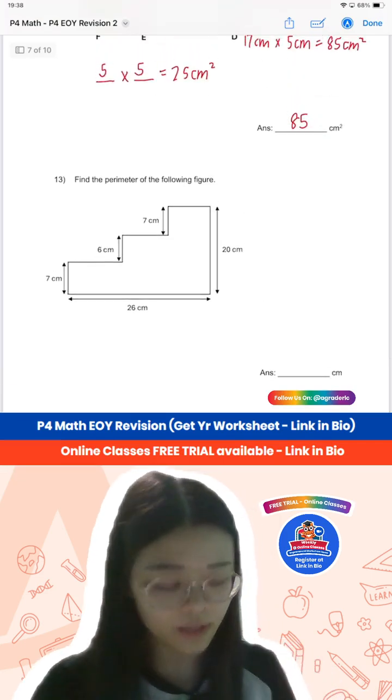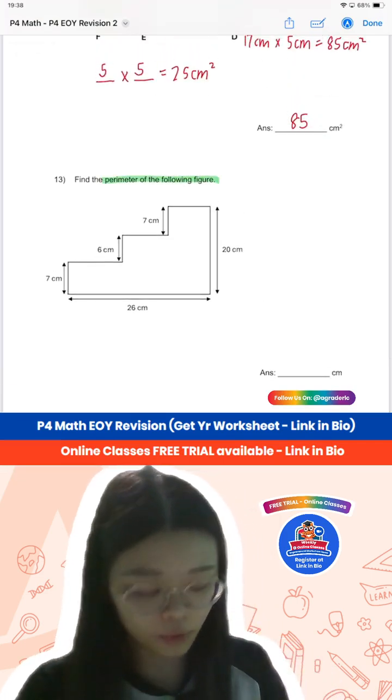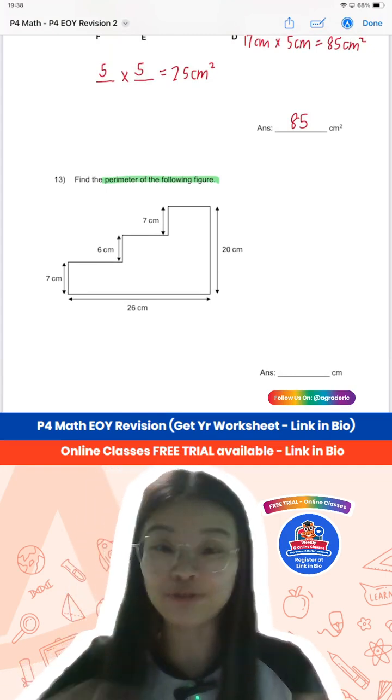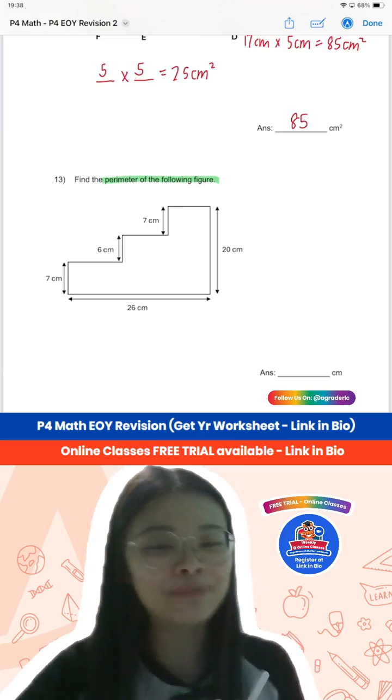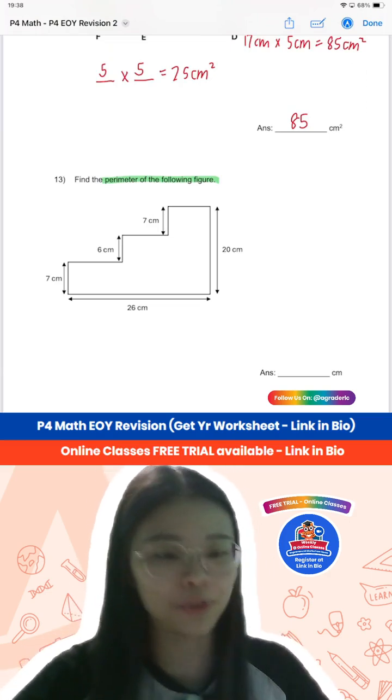Question 13. Find the perimeter of the following figure. This question is actually really, really direct. I'm very curious to know how you all did the question, for those who already did it.